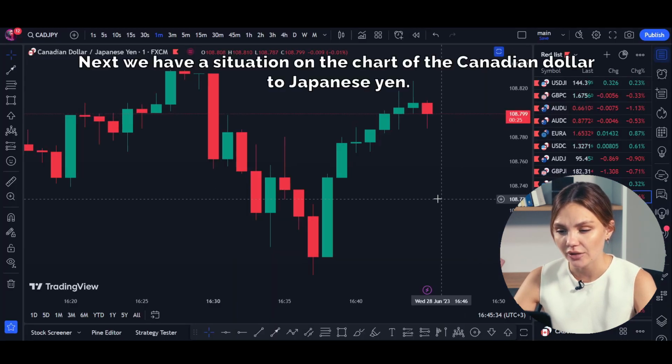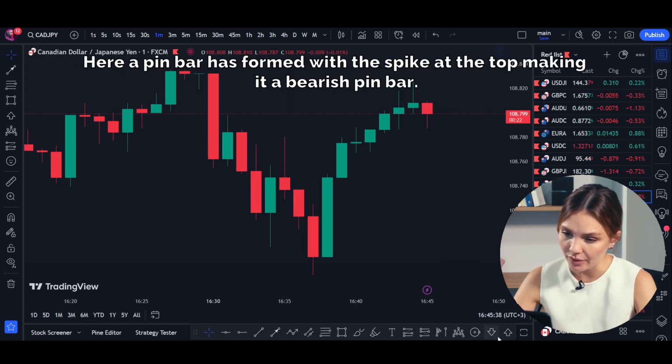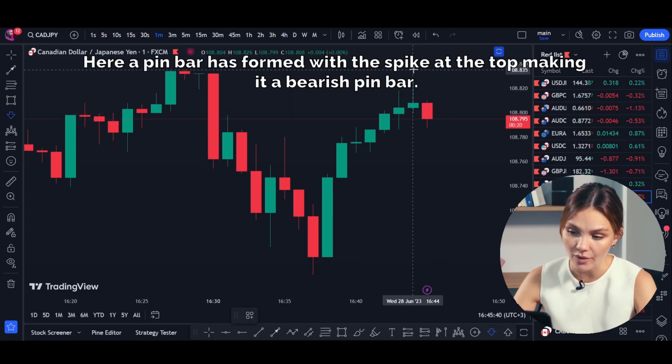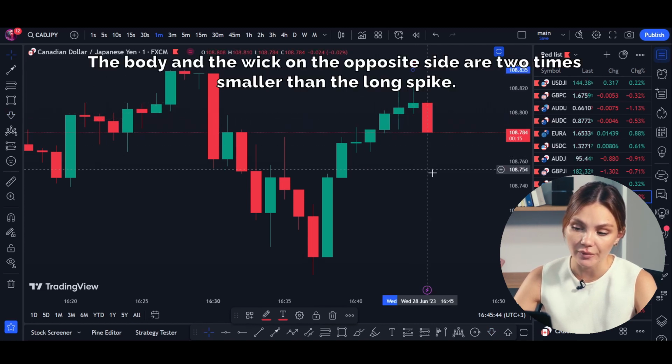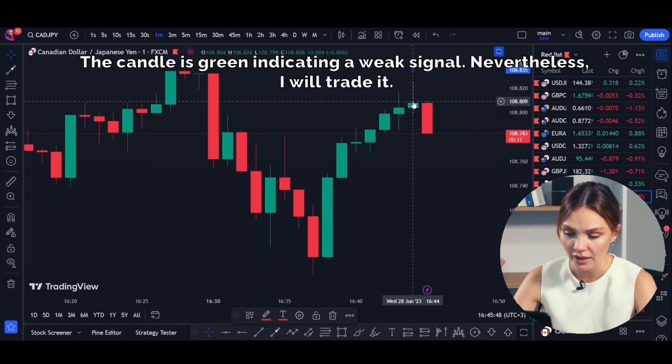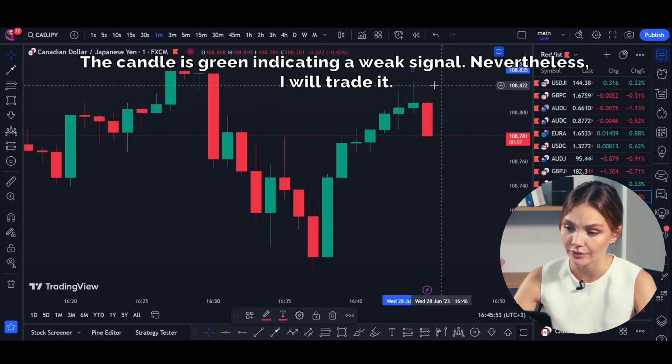Next, we have a situation on the chart of the Canadian dollar to Japanese yen. Here, a pin bar has formed with the spike at the top, making it a bearish pin bar. The body and the wick on the opposite side are 2 times smaller than the long spike. The candle is green, indicating a weak signal. Nevertheless, I will trade it.